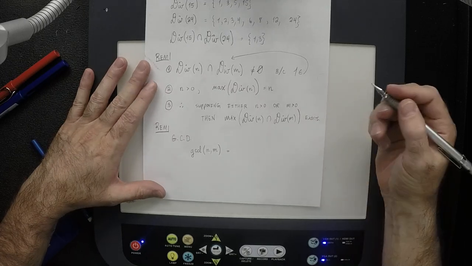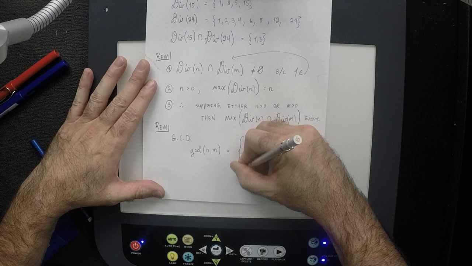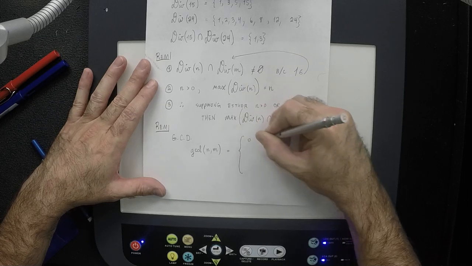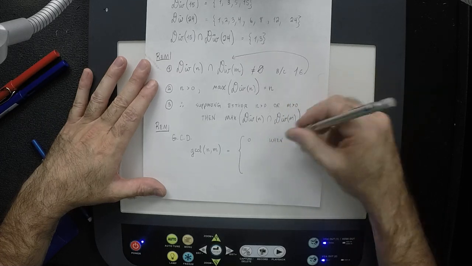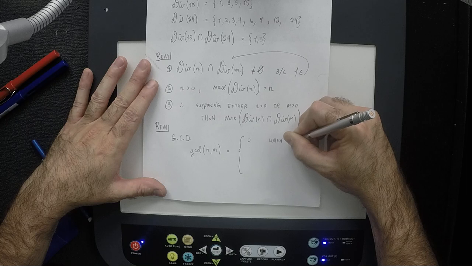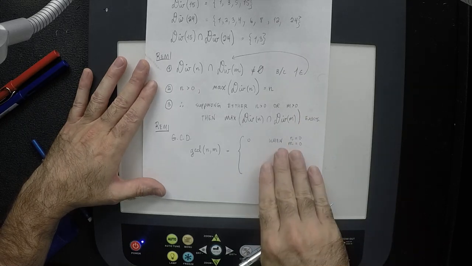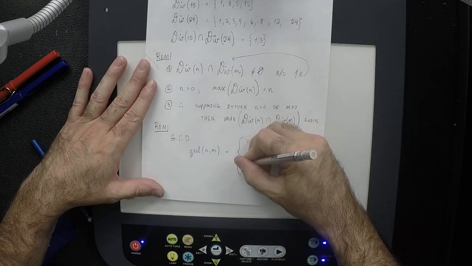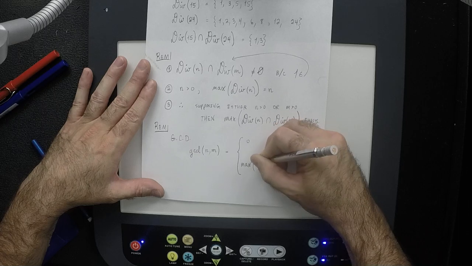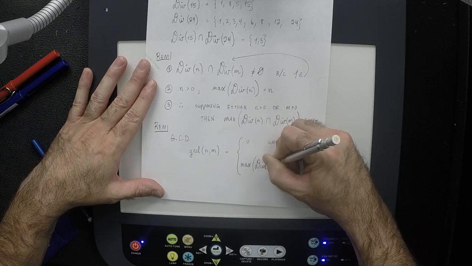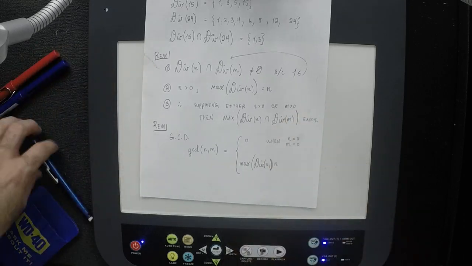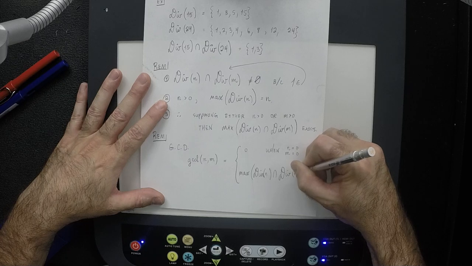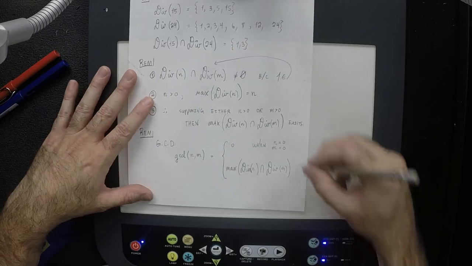Okay, the GCD is two things. We're going to define the greatest common divisor of N and M as zero when they're both zero. So this is how we're going to handle the zero case. There's a lot of different ways to handle it, and this is one way. Otherwise, it is the maximum of the set of common divisors of N and M, the intersection of the sets of divisors. Otherwise.